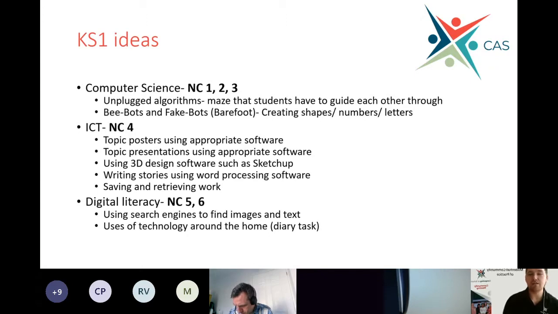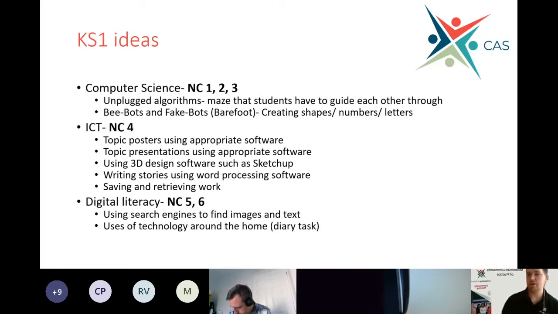And kind of use of technology around the home, you could get them to do some kind of diary task when they're at home, looking at where they use computers or any kind of technology on a daily basis, which could be a little bit fun to do. And again, that could then be put into some kind of presentation or onto a poster, and so you can then tie them in together.